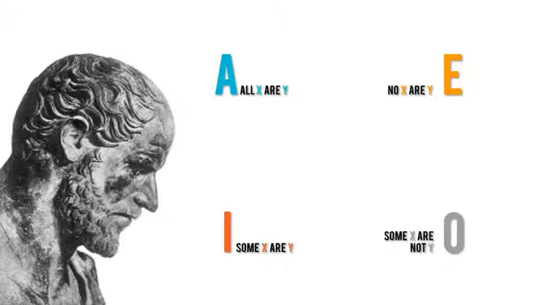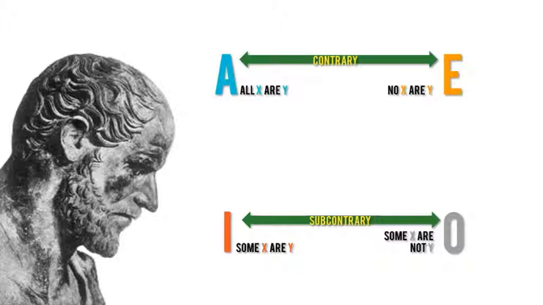Alright, so A and E are said to be contrary, because assuming that we're talking about the same X and Y, then A and E can't both be true at the same time. Also, I and O are said to be subcontrary, because, again, assuming that we're talking about the same X and Y in each case, I and O can both be true, but they can't both be false. Alright, now, in addition to that, I is a subaltern of A, and O is a subaltern of E, meaning if A is true, then I has to be true, and if E is true, then O has to be true.